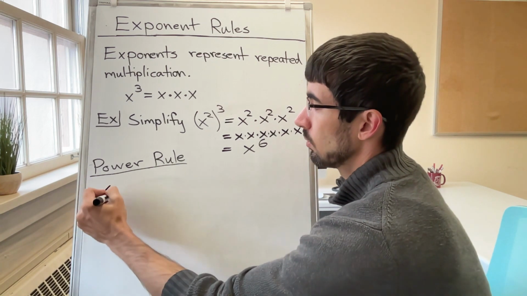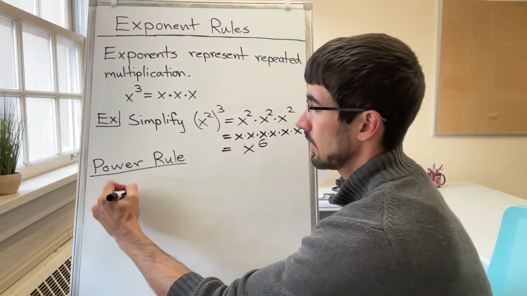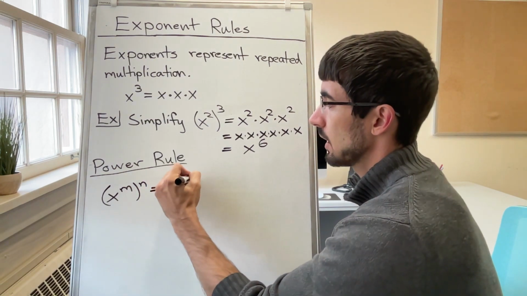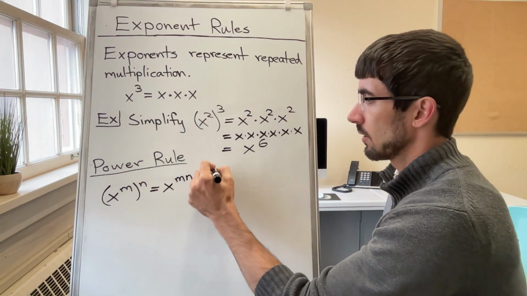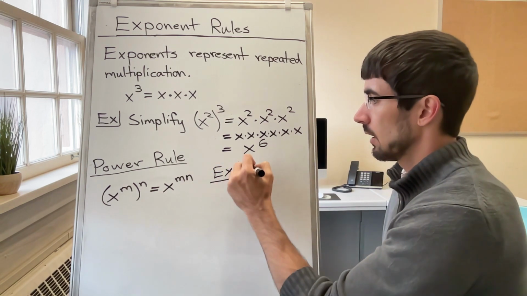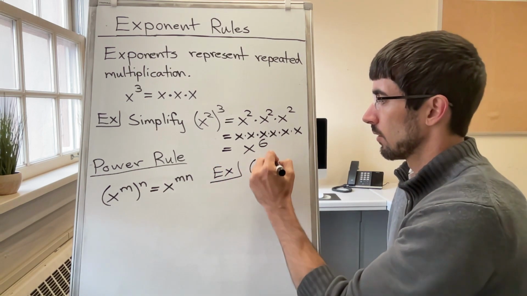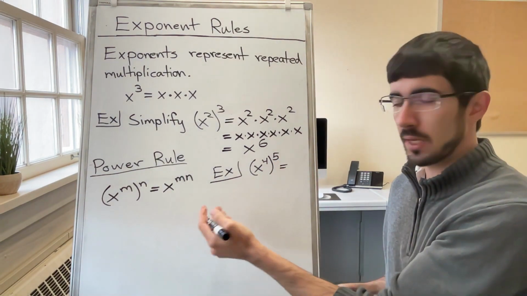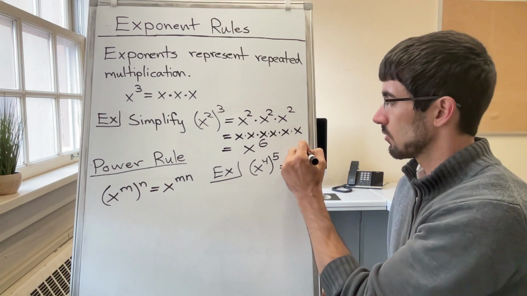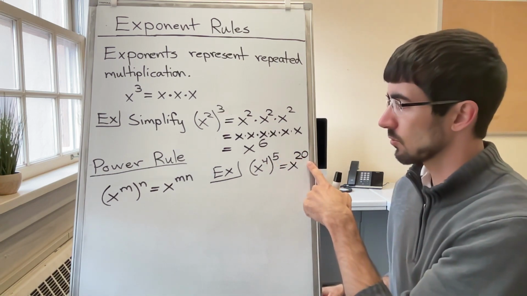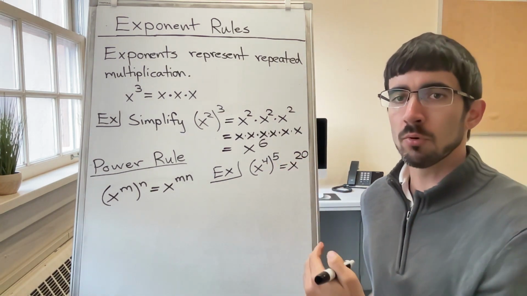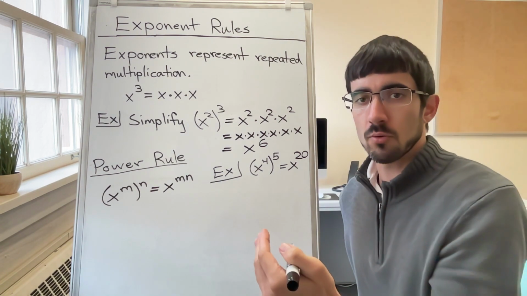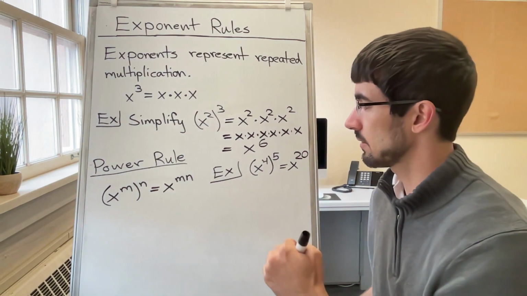That is the power rule for exponents. X to the m raised to the power of n equals x to the m times n. Here's another example. If I have x to the fourth raised to the power of 5, that's a lot of work to expand, but that will give me x to the 20th. 4 times 5 is 20. The power rule applies even to exponential terms that have a product or a quotient inside parentheses.